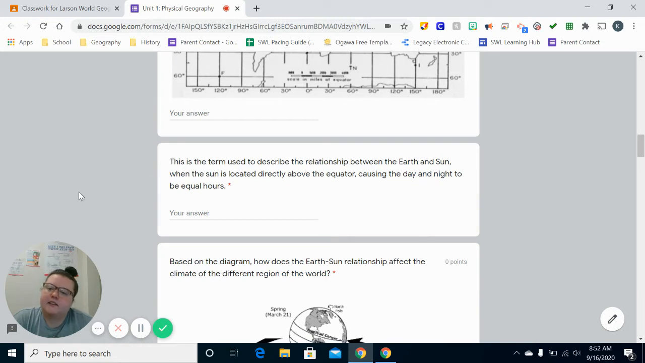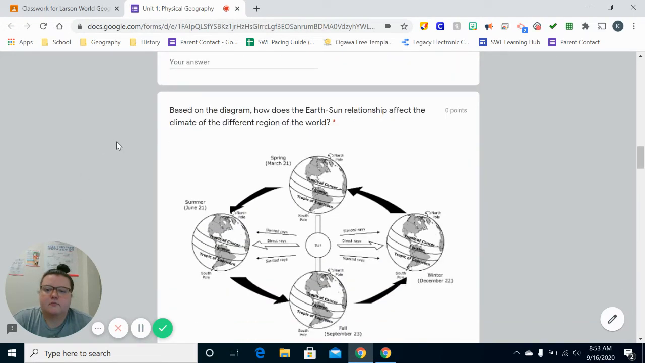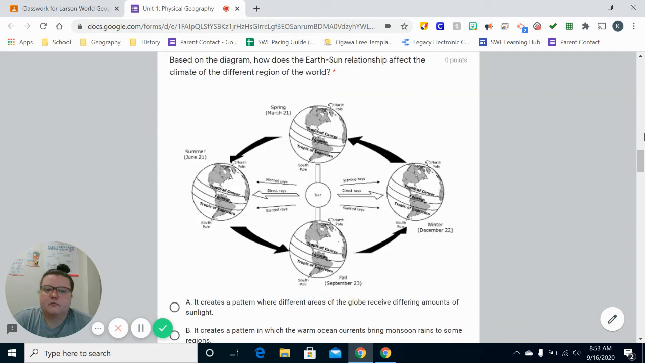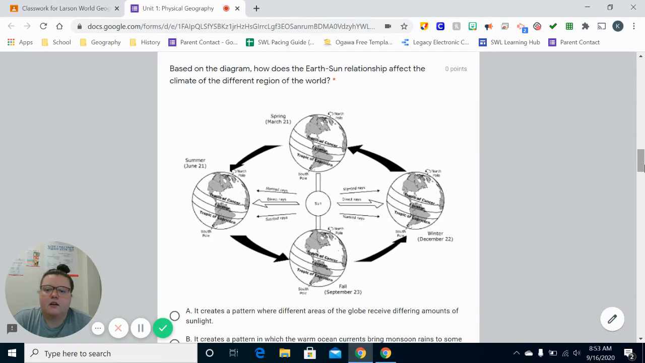6. This is a term used to describe the relationship between the Earth and the Sun, when the Sun is located directly above the equator, causing the day and night to be equal hours. 7. Based on the diagram, how does the Earth-Sun relationship affect the climate of the different regions of the world?